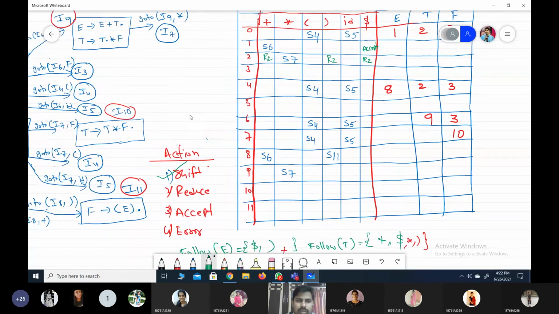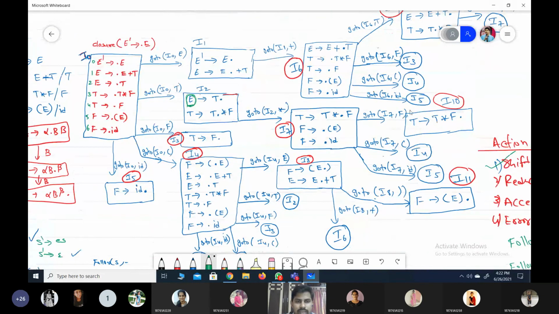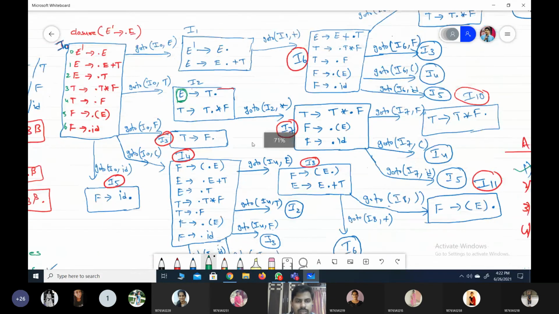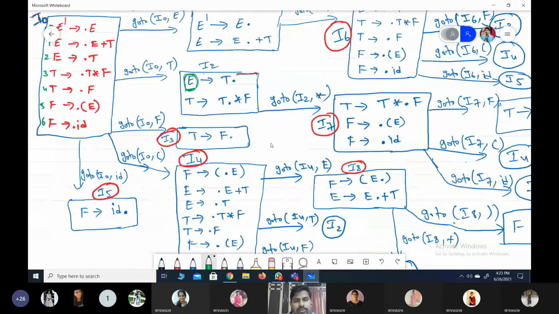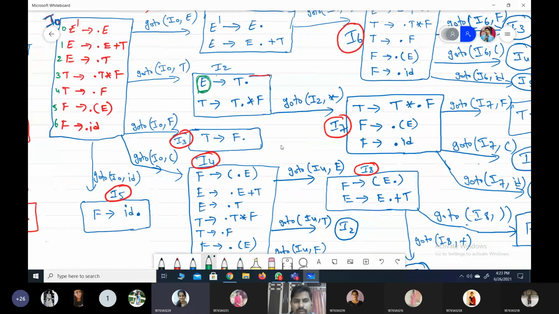We'll go with another one. Next state, the I3 state. In I3, is there a production where the dot is ended towards the extreme right side direction? Yes, sir. What is the production? T tends to F. What is the production number? 4. That means we have to add R4. To whom do we add R4? The production's left hand side symbol. What is the production left hand side symbol? T.